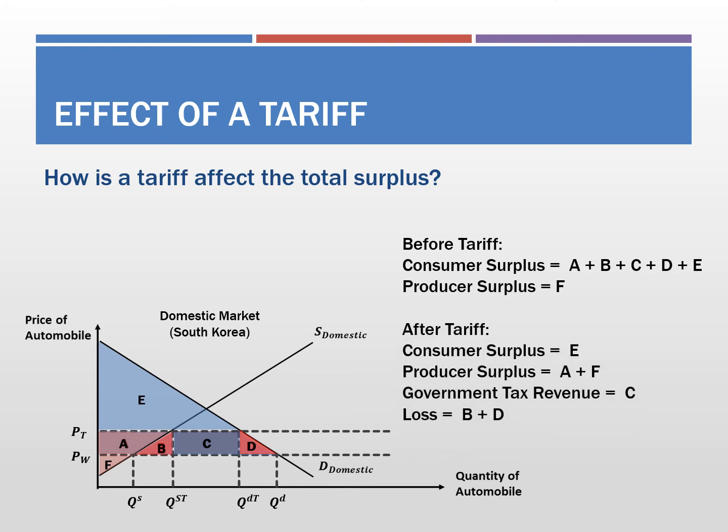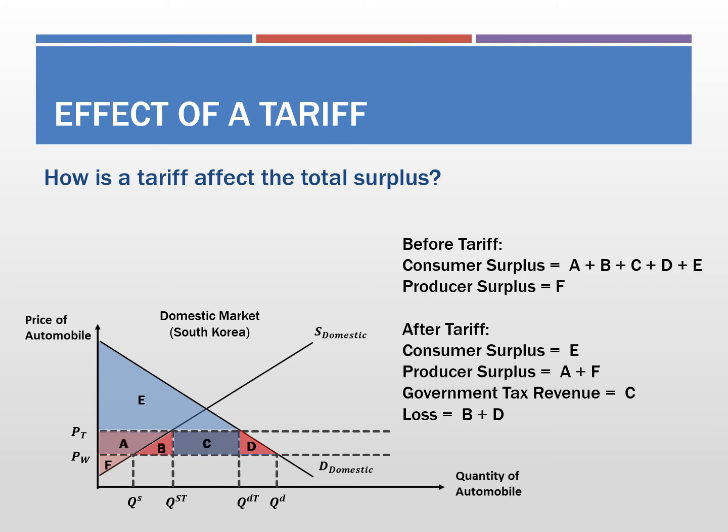So with that said, we can now evaluate. The consumer surplus before the tariff will have areas A, B, C, D, and E. But after the tariff, we only have area E left. The producer surplus will only have area F before the tariff. However, now the producer surplus will gain because it has the area A plus F, which is the gain of area A compared to the free trade scenario.